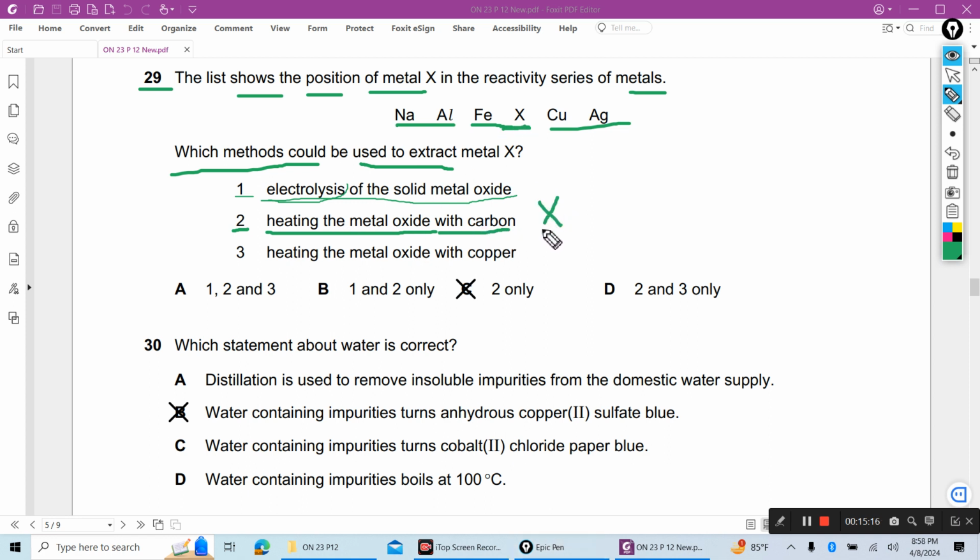Say X oxide reacts with carbon to produce metal X plus carbon dioxide. The metal oxide is reduced by carbon. Carbon is oxidized to carbon dioxide. So 2 is the answer. So that's why C is the answer, 2 only. Heating the metal oxide with carbon, a reduction process.